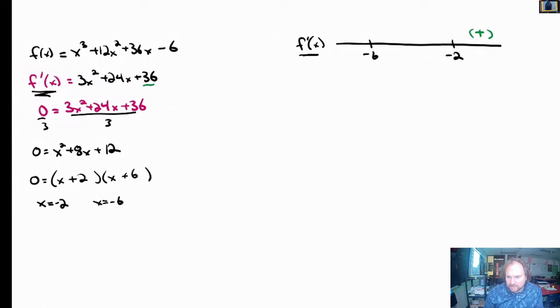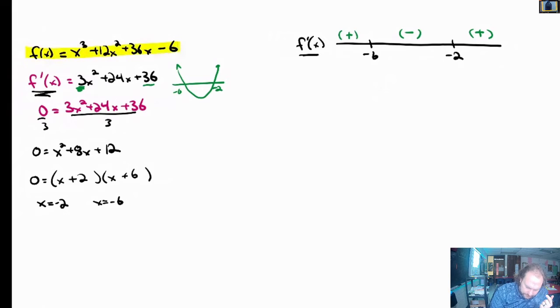Because I know this is a parabola with a positive a term, that 3x squared, I know it's going to be negative in here and positive out there. You can test points if you want to. Plug in -4, for example, and see if you get a negative or positive answer. But for the most part, since you're not allowed to use a calculator, you have to call on your knowledge of parabolas. This is a parabola with zeros at -6 and -2, so it's going to look kind of like that. What this tells us is that this original function, f of x, is increasing, decreasing, and then increasing again.